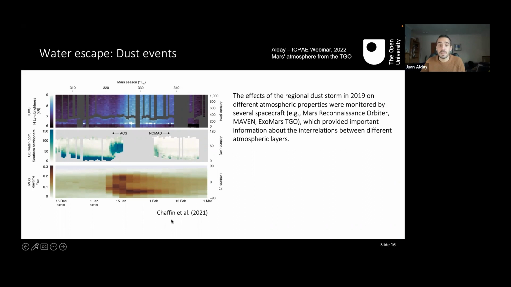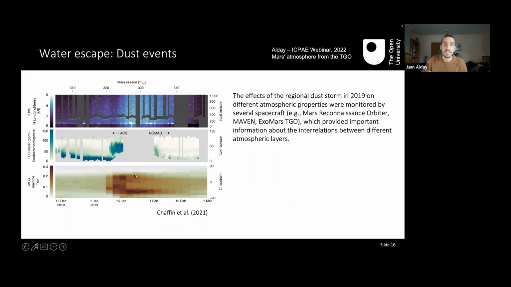So for example, I took this figure from the paper of Chaffin et al. 2021. And here in the lower panel, what you can see is the dust integrated column opacity as a function of time and latitude. You can see that approximately on the 7th of January, the regional dust storm started, and it increased the dust opacity substantially.